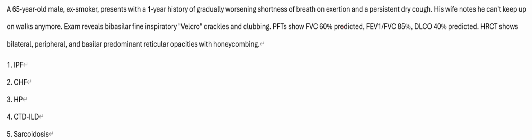So we've got a 65-year-old male with a 1-year history of progressive shortness of breath on exertion, persistent dry cough, inspiratory velcro crackles, clubbing, decreased FVC, increased FEV1/FVC ratio, and decreased DLCO. And then basically predominant reticulation and honeycombing, with 5 options.